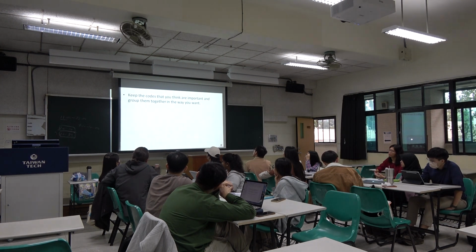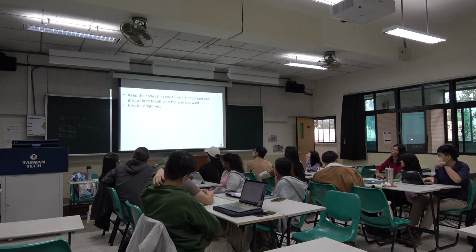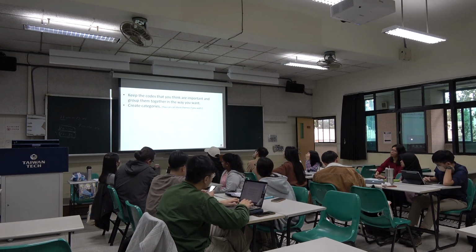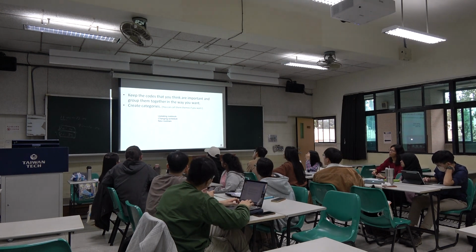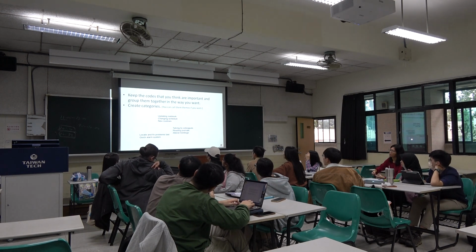Keep the codes that you think are important and group them together in the way you want. Create categories, in other words. You can call them themes if you want to. Here's an example. I've grouped these codes together and created a category. Here's a second example, and here's a third one.